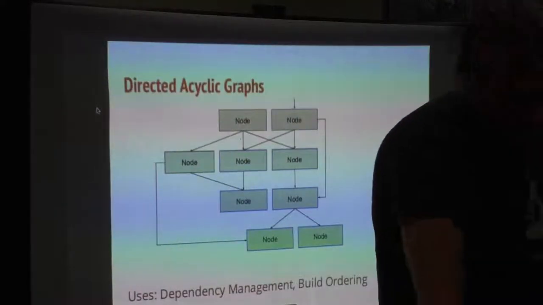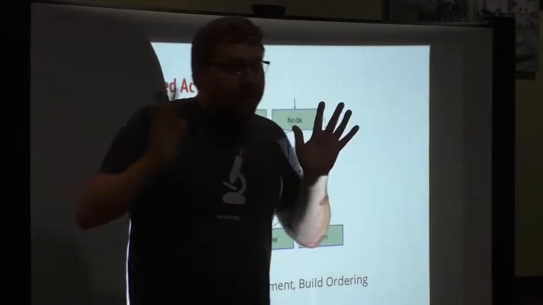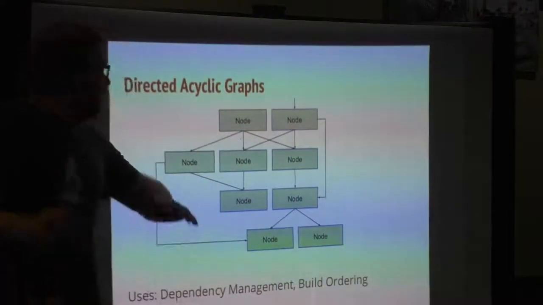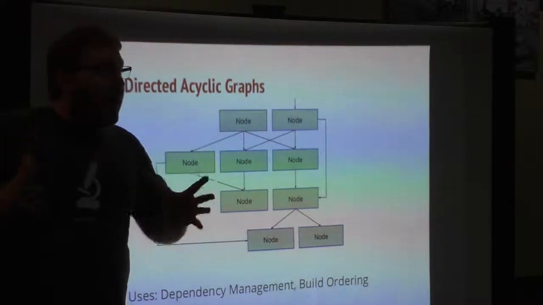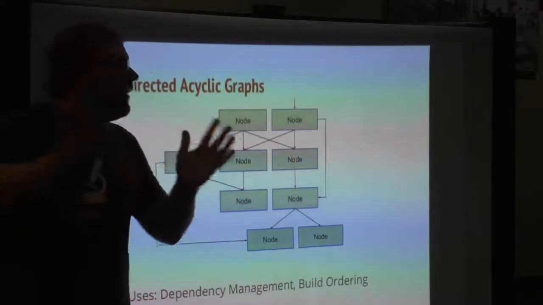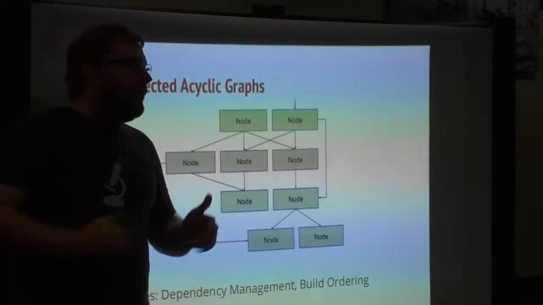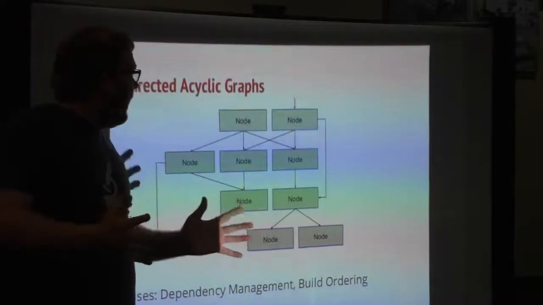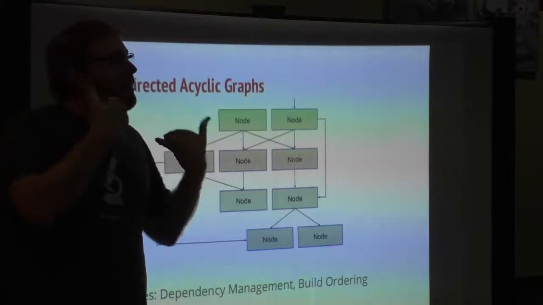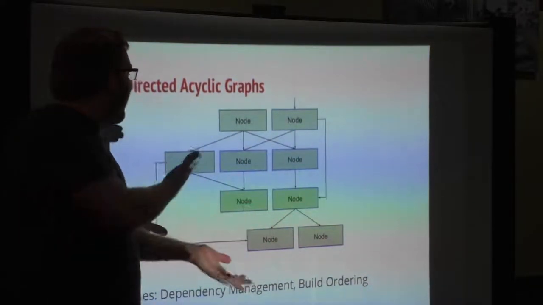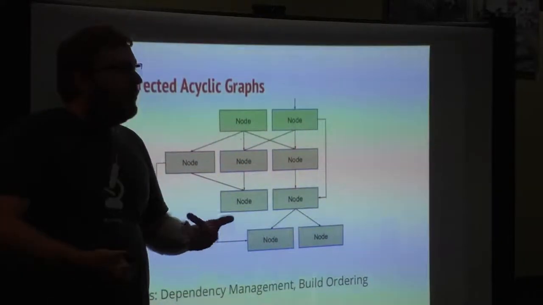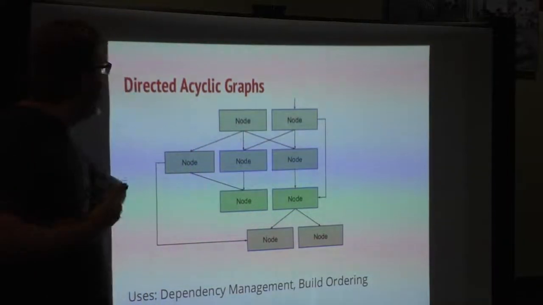Oh, directed acyclic graphs. So this is the graph that I was alluding to earlier. Directed acyclic graphs are graphs that have direction and no cycles. You can't go around in a loop, you just have one direction. This is great because it helps you do things like dependency management. It's effectively a forest, which is a bunch of trees superimposed on top of each other.